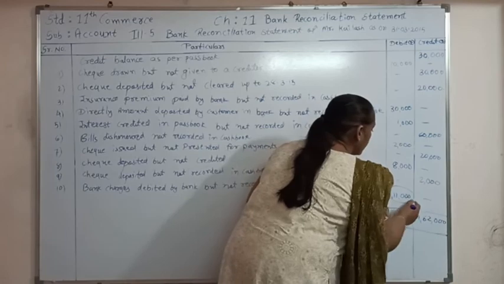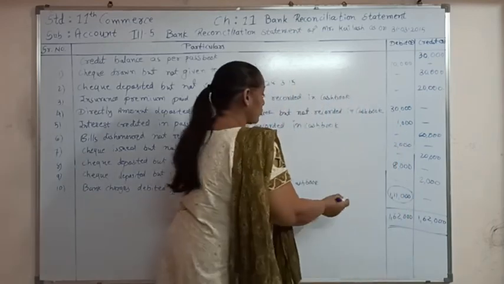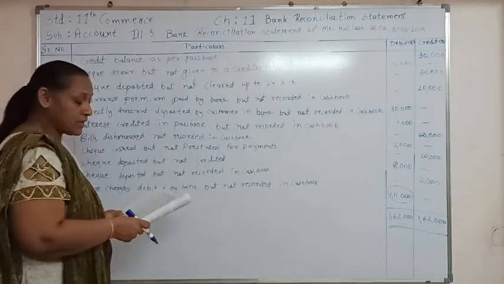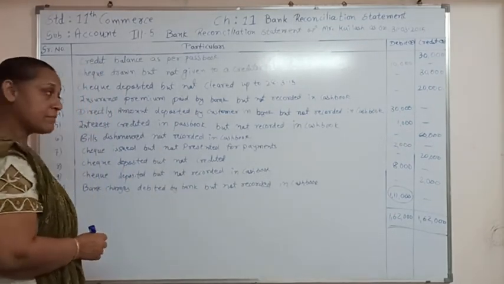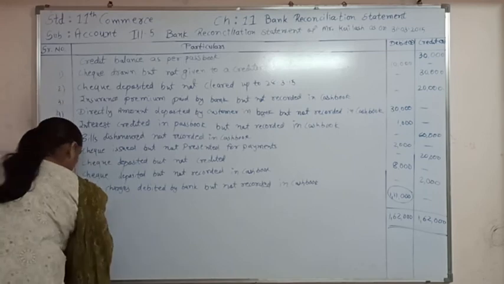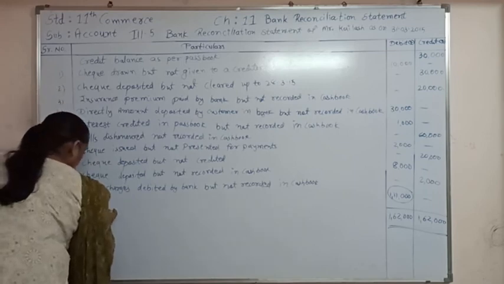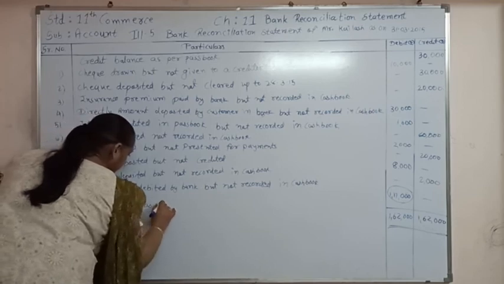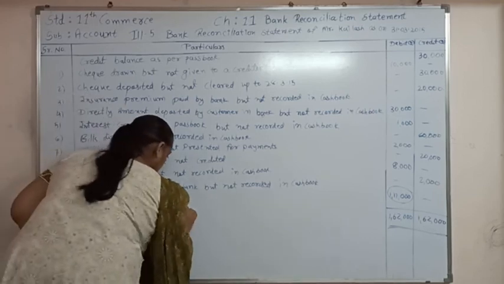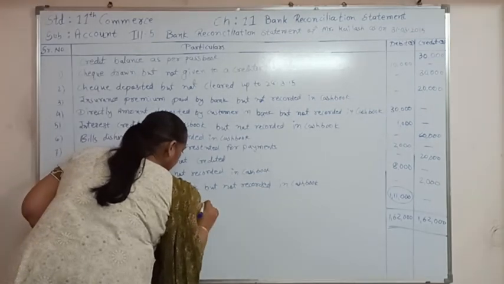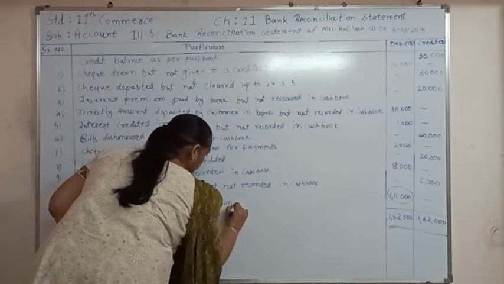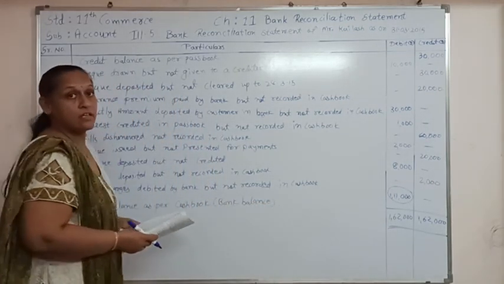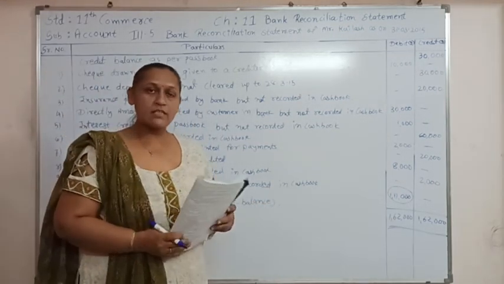As we know that we have started from the passbook. So this is the balance as per cash book and it is on the debit side. So it is a bank balance. So here debit balance as per cash book and it is bank balance. So students, you may note down this in your notebook.